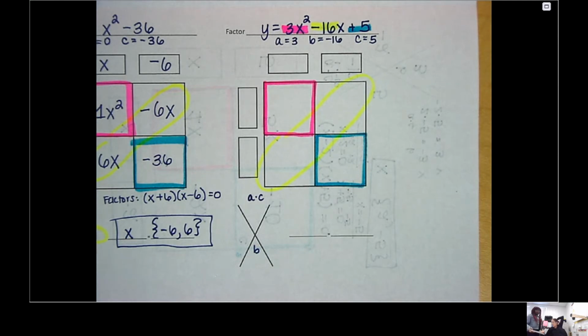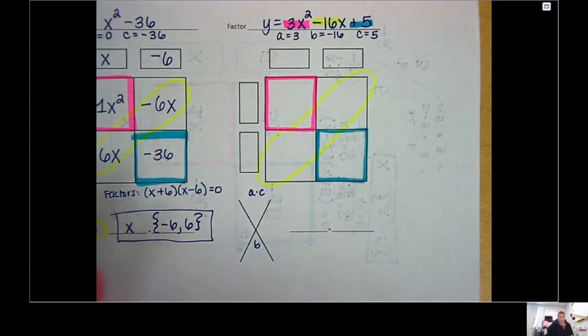Well, remember it's A times C. You did A times C. 3 is your A, 5 is your C. 3 times 5 is not 45, right? That's why. No, it's 1 and 15.